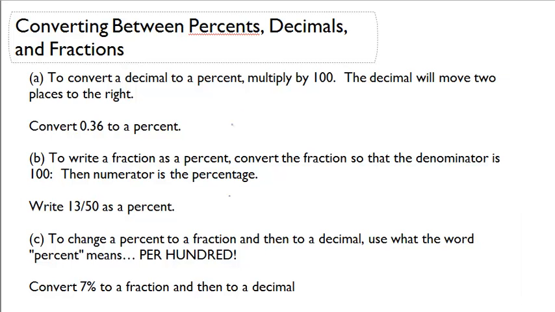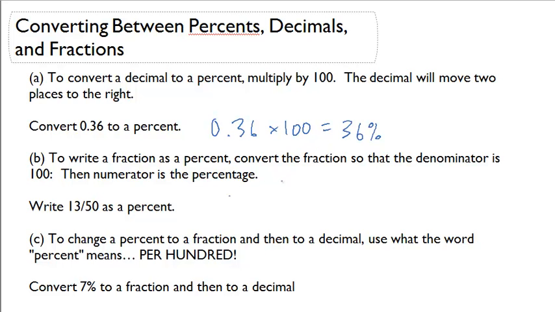For example, convert 0.36 to a percent. I'm going to take my 0.36 and times it by 100, and that's going to give me 36%. Notice that the decimal place moved 2 places to the right.